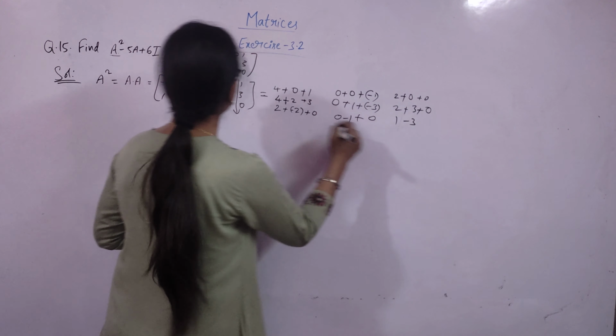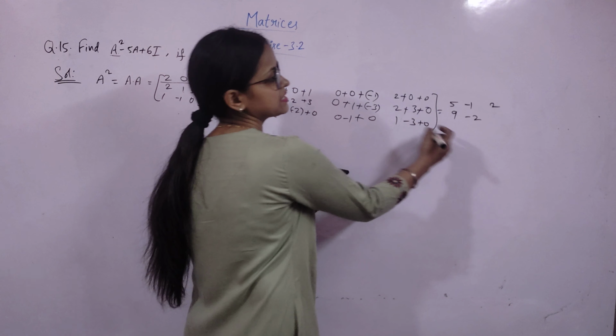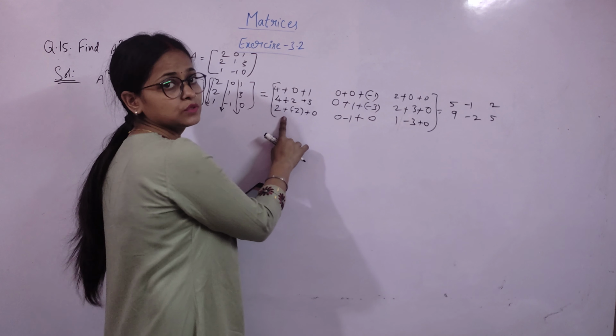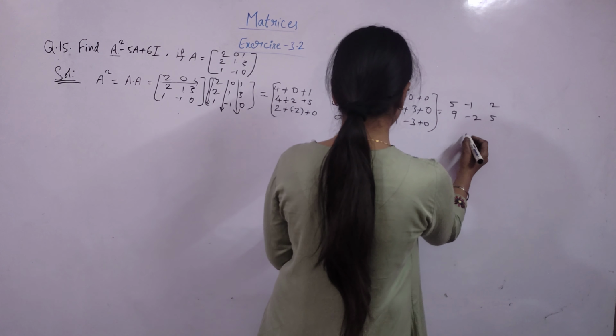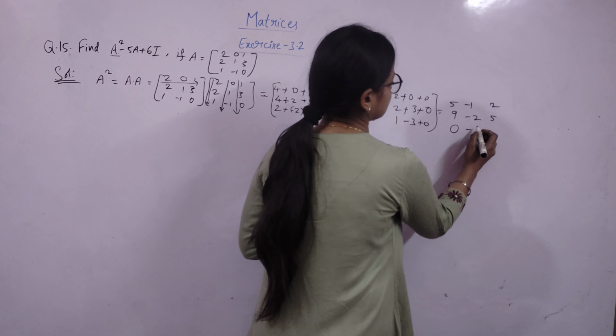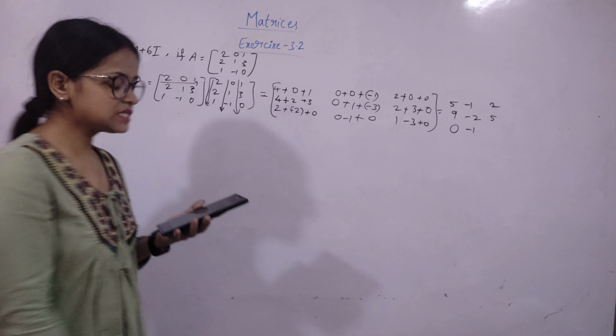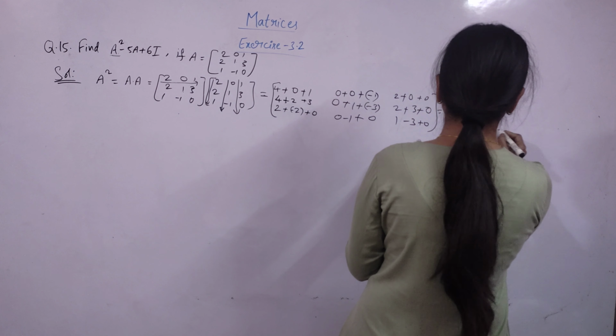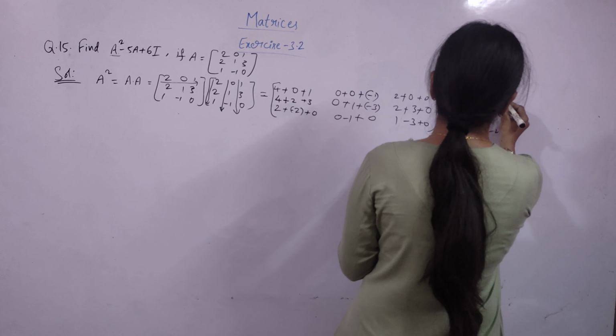So now calculate this. 4 plus 1 is 5, and here minus 1. Then 4 plus 2 is 6, plus 3 is 9, and here minus 3 plus 1 is minus 2. Then 2 plus 3 is 5, and here 2 minus 2 is 0, and here minus 1, and here 1 minus 3 is minus 2. So this is the matrix of A squared. Okay, so the A squared matrix we have obtained.